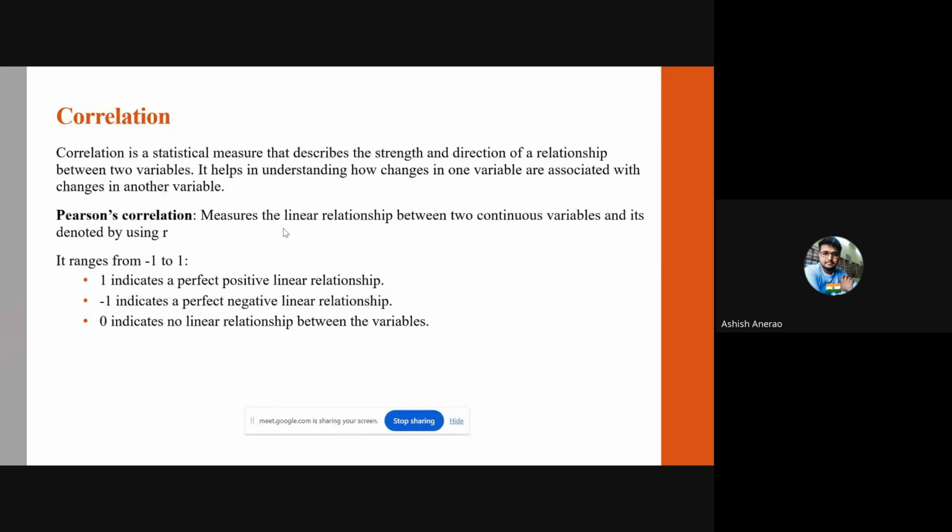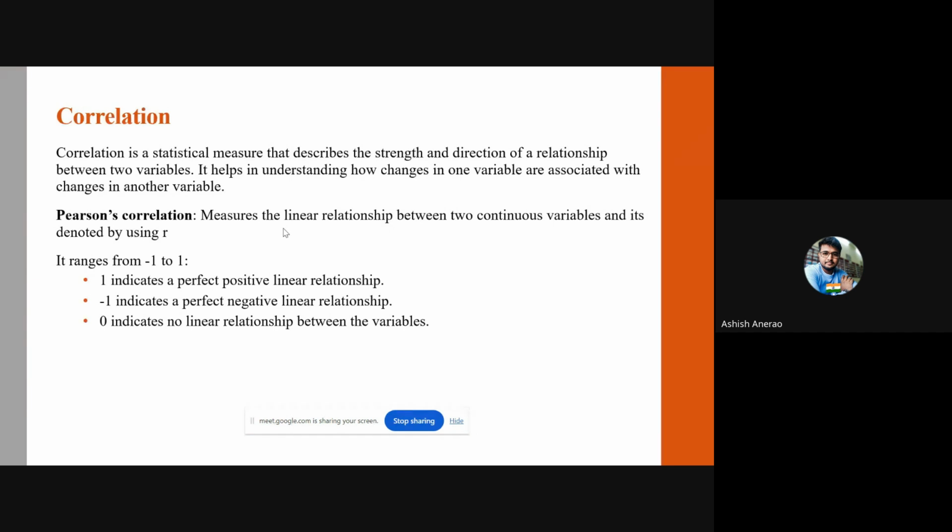If the value of one variable increases, does the value of another variable increase or not? If the value of one variable decreases, does the value of the other variable increase or decrease? Means we have two variables, and we just want to check whether the values of one variable are impacting the values of another variable or not. Very simple. So for that purpose we use correlation.